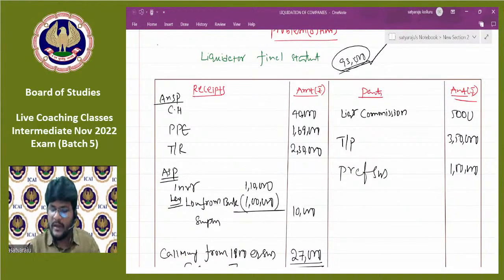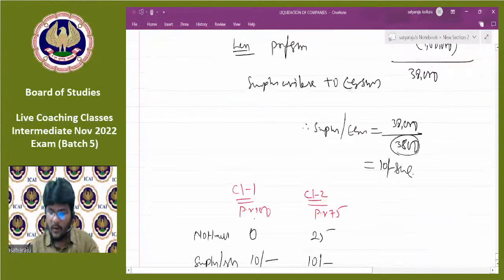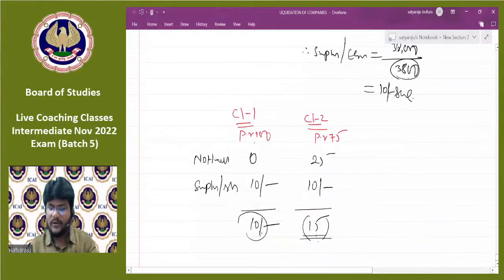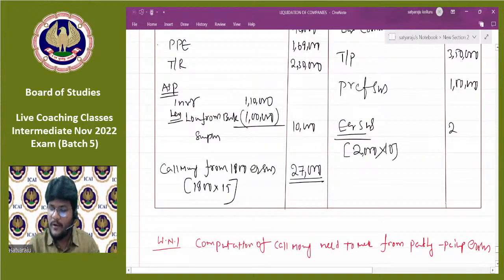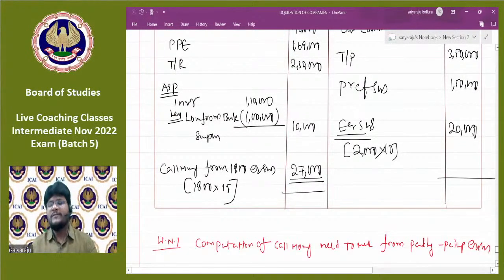Such 20,000 cash he can distribute among the other class of equity shareholders. The other class of equity shareholders were 2,000 equity shares, and for each equity share we are giving a surplus of 10 rupees, as I clearly told you. 2,000 into 10 is 20,000. Now with the liquidator, no cash is available. This is the liquidator's final statement.